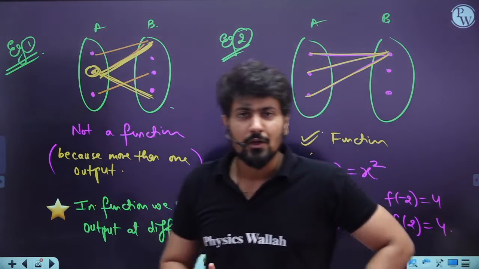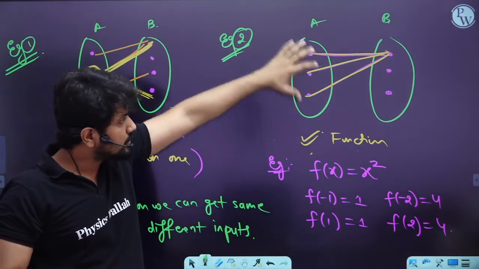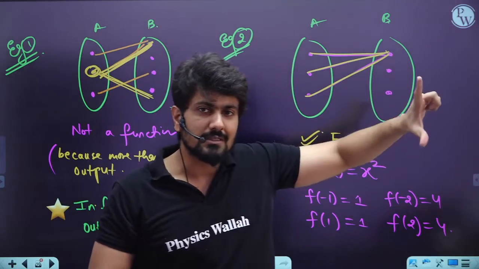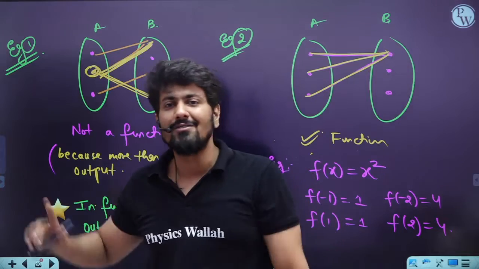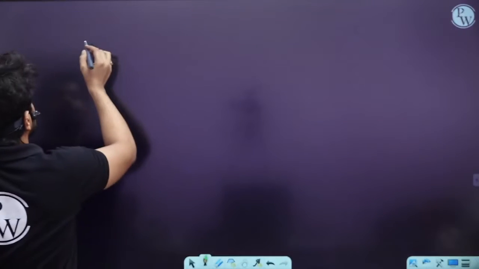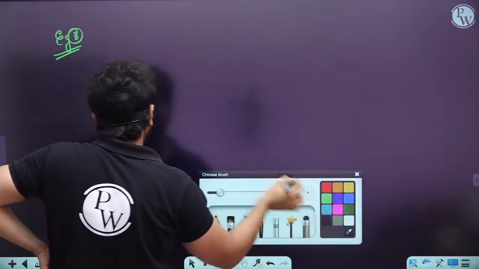Are we clear? So only two conditions. We need to use all the elements of set A, and there shouldn't be multiple outputs. There shouldn't be diversion. There should be conversion. Conversion is allowed, diversion is not allowed. Okay, simple. Now, example 3. Tell me whether this is a function or not.